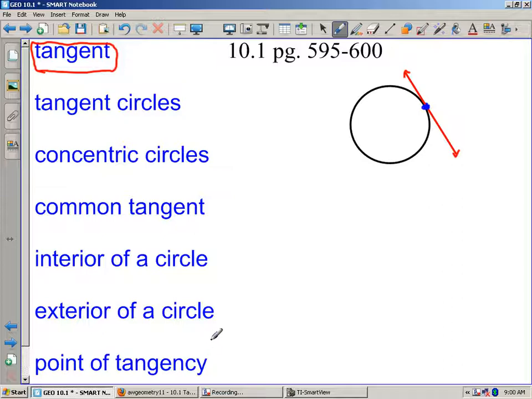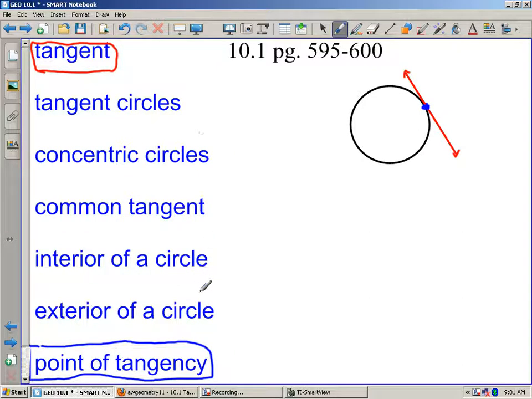The blue is the point of tangency. The point where the tangent line touches the circle is the point of tangency, and that's also in your definitions. You just need to make sure you have them, and make sure you have all of these things. And so then, all of these guys kind of go together.